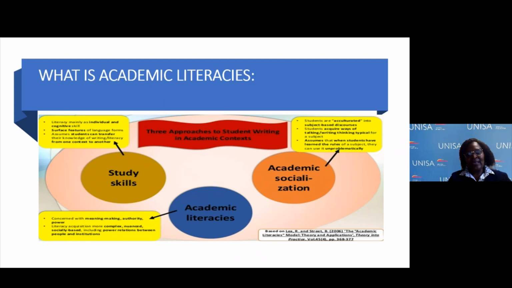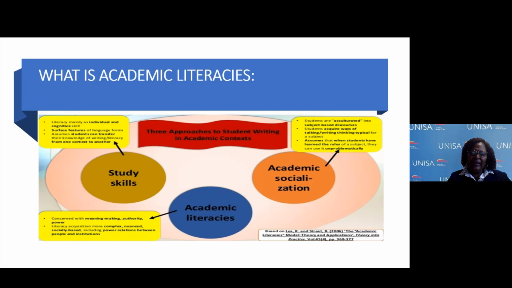So when you are studying, we support you by equipping you with the skills which will enable you to be acculturated in those subject-based discourses, because you will be engaged in the discourse within your field, so that you are able to understand and able to write in the way that that field does its writing.